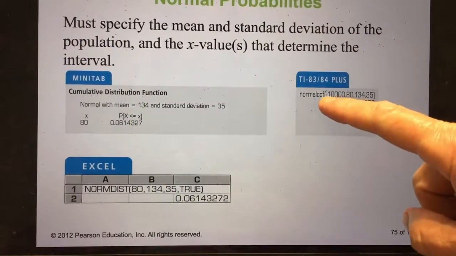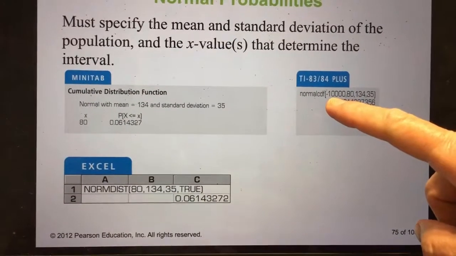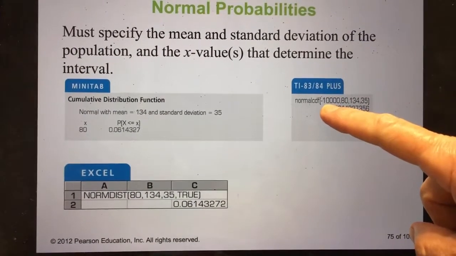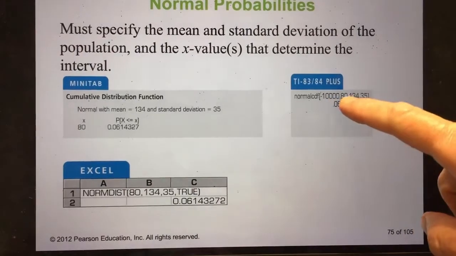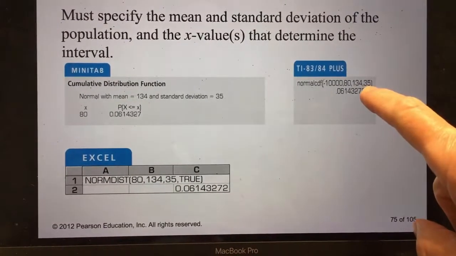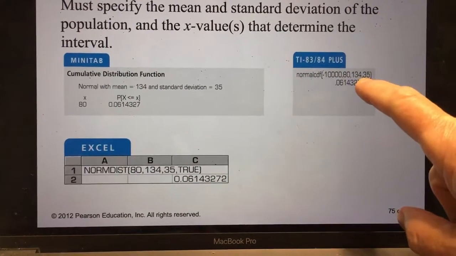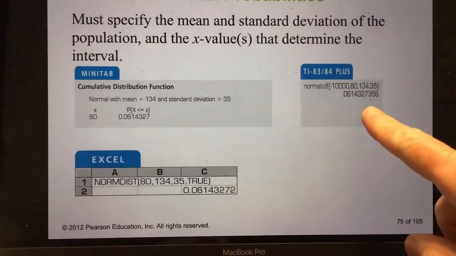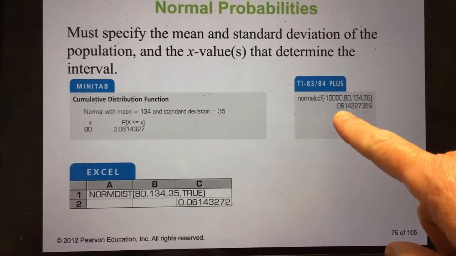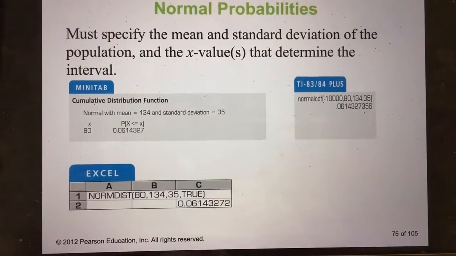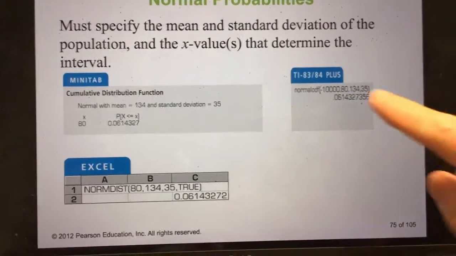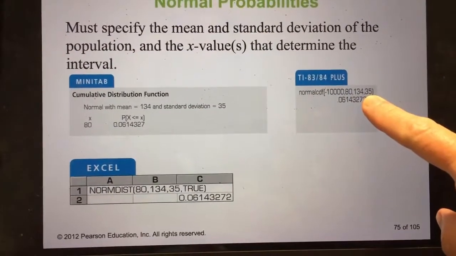So we're going to start at negative 10,000, which tells us that we are unreasonably far to the left. In other words, there's nothing that could be behind it to the left. We're going up to 80, and then this is our mean, and this is our standard deviation of the entire population. When we put all of that into our calculator, we get 0.06, which means that we have a 6% chance of randomly selecting a person with a triglyceride level less than 80 when the population mean is 134 and the standard deviation is 35.